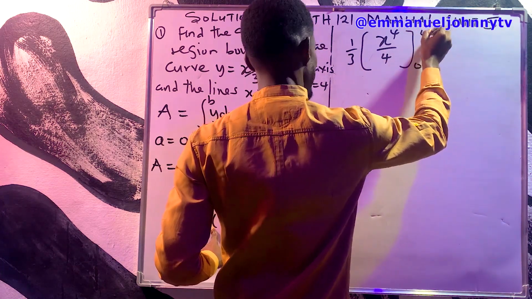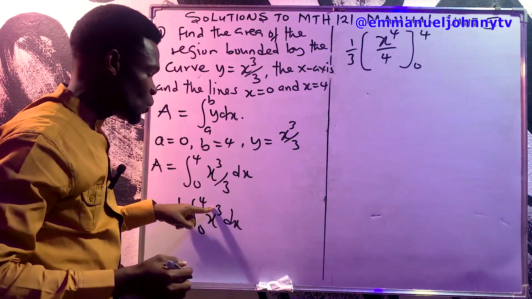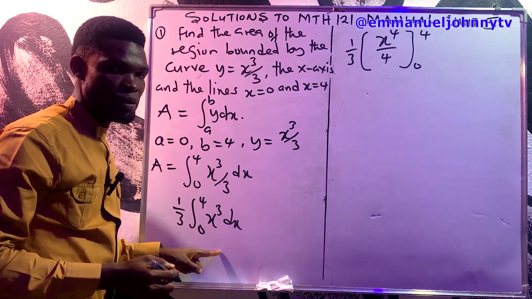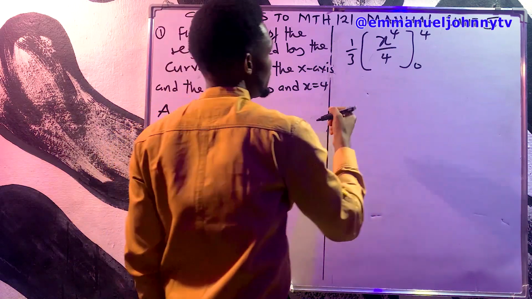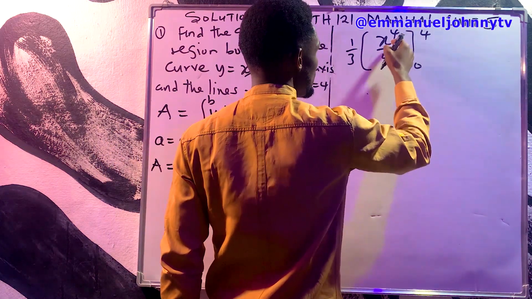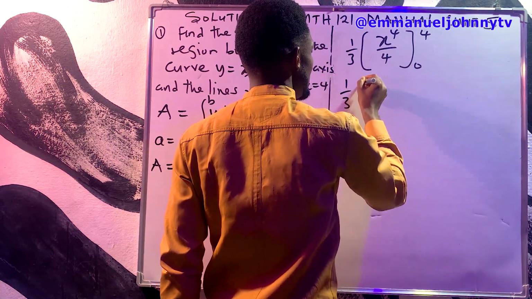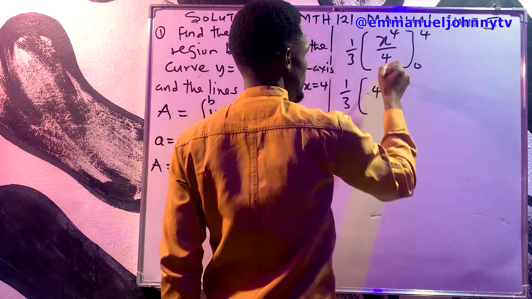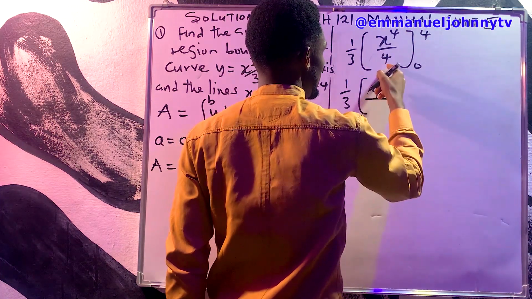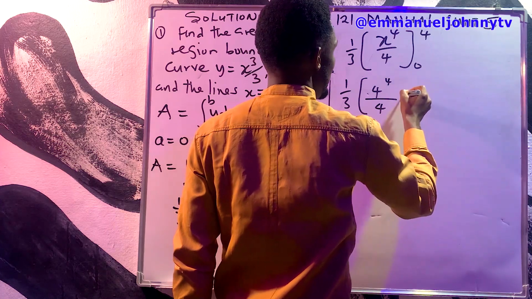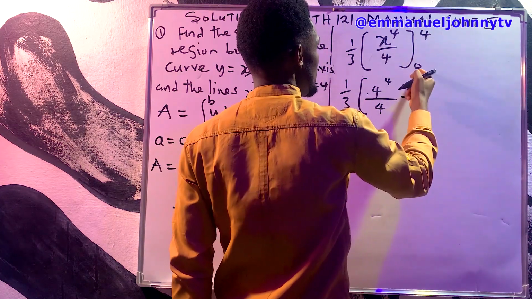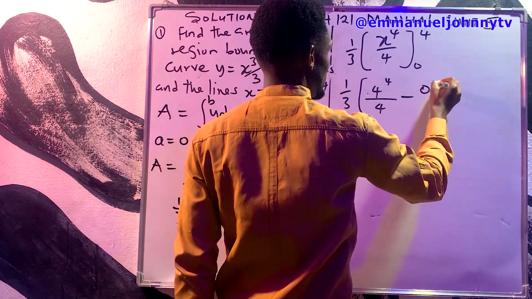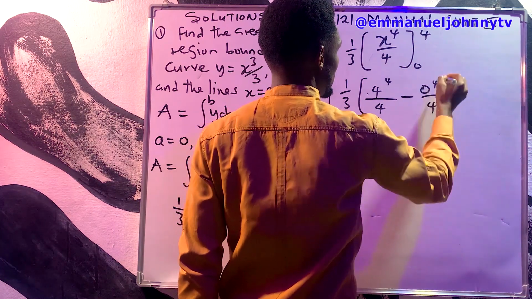In other words, add 1 to this power divided by that new power, which is 4. Okay, now substitute the upper boundary. So that will be 1 over 3 into 4, put this 4 here over 4, all over 4, minus, put the lower boundary, that is 0 raised to power 4 all over 4.